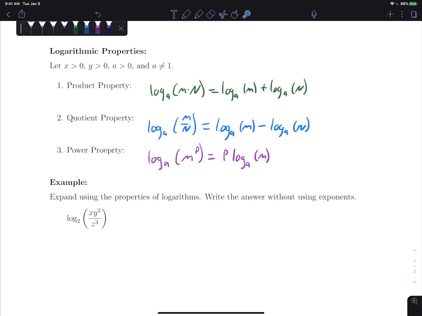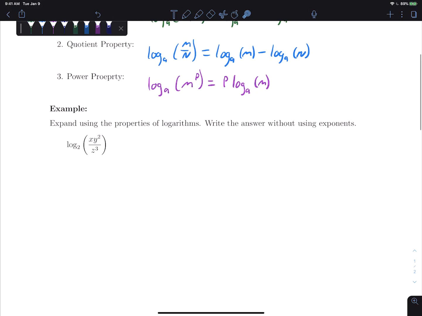Alrighty, now this is very useful actually. Looking at this example, we have expand using the properties of logarithms. Write the answer without exponents. So here's what we have. We have log base 2 of xy squared all over z cubed. I'm not going to go through all the processes to show you how we get here. I'm just going to tell you what the answer is, and then I'm going to go back and talk about how we get there.